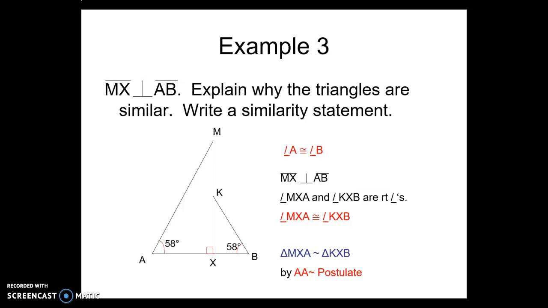All right, so all you need is two angles to match up in the two triangles. Then you know they are similar. They are not congruent. Angle-angle does not prove congruence. If it was angle-side-angle, you could prove the triangles are congruent.